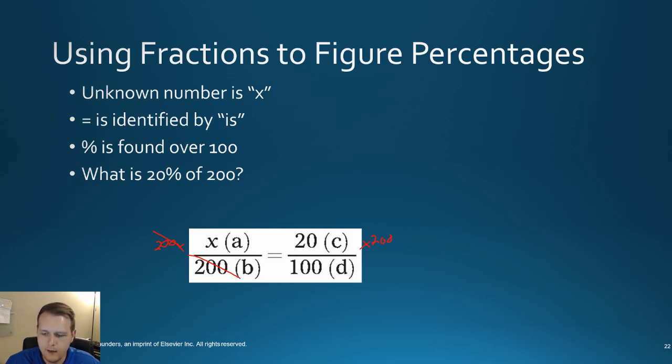And so when you do that, you say 20 times 200 is equal to 4,000. Over 100. And basically just cancel out some of these zeros here to where you get basically 40 over 1, or 40 would be 20% of 200.